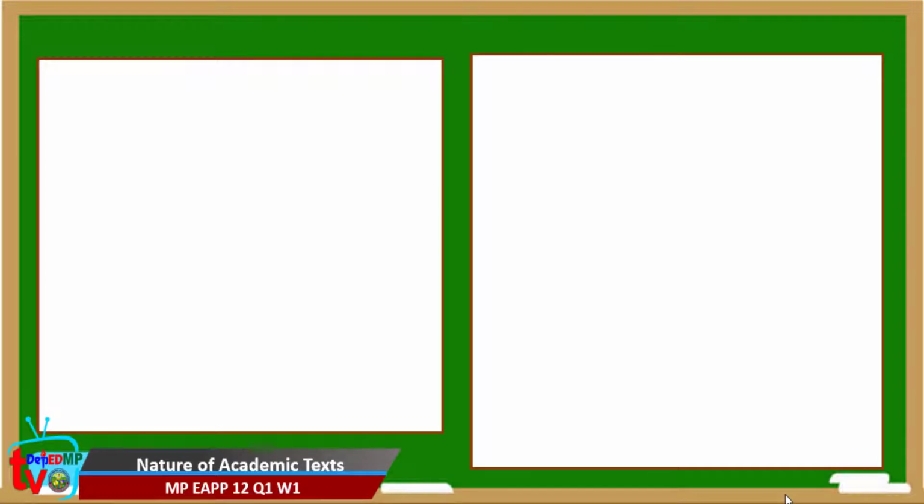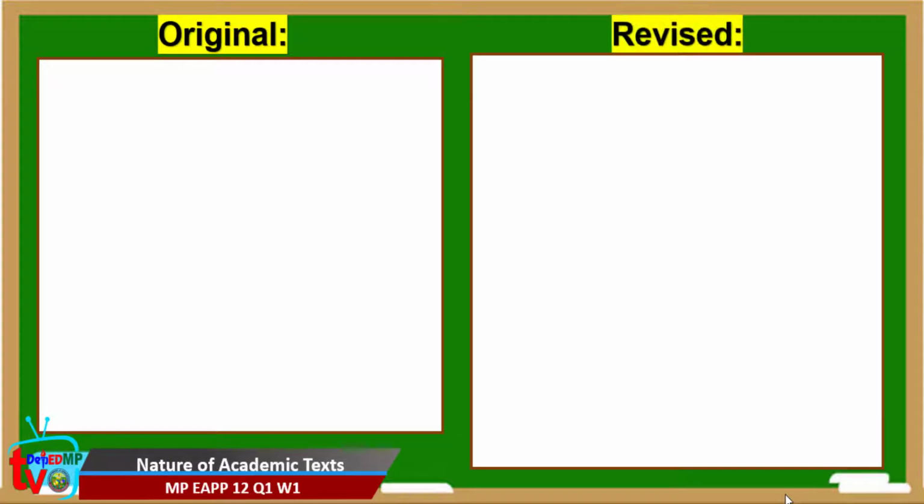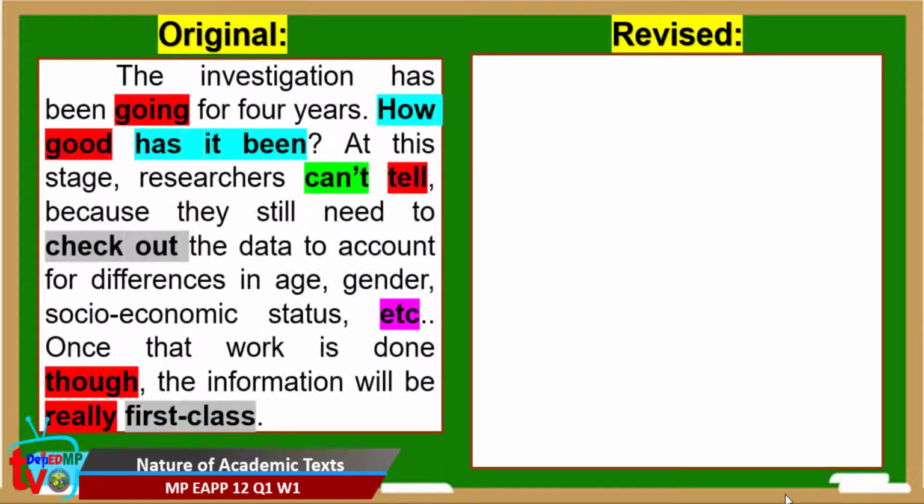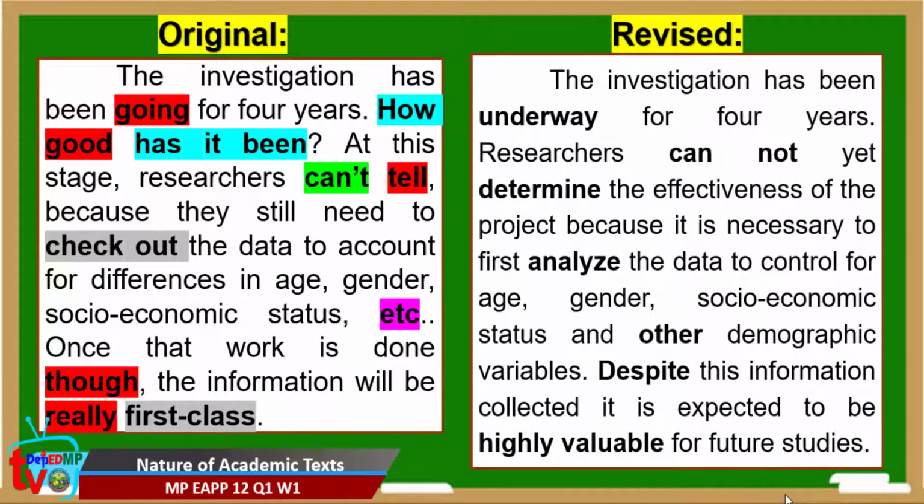Again, look closely at this example. We have the original passage and the revised passage. Observe how the words in bold letters are changed in the revised passage. The word going was changed to underway. The rhetorical question, how good has it been, was omitted. Remember that we do not use questions in formal writing.